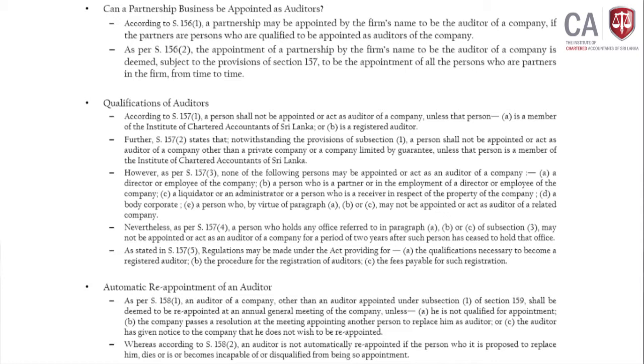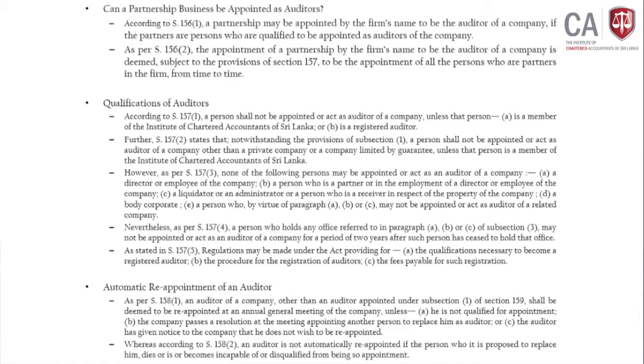Now, if a particular person who had been holding an office as mentioned in the above paragraphs is later to be appointed an auditor of this particular company, he must wait for the lapse of 2 years, because within 2 years he cannot be appointed as an auditor of that company.